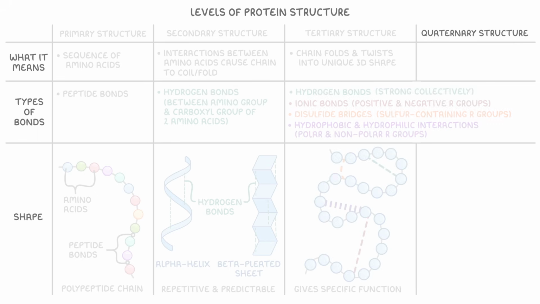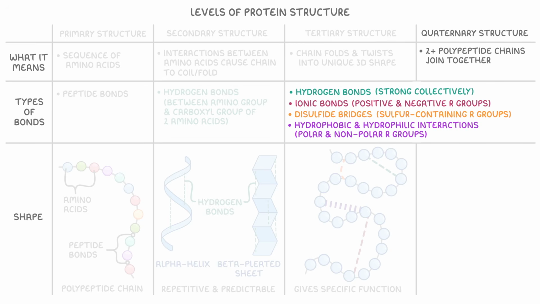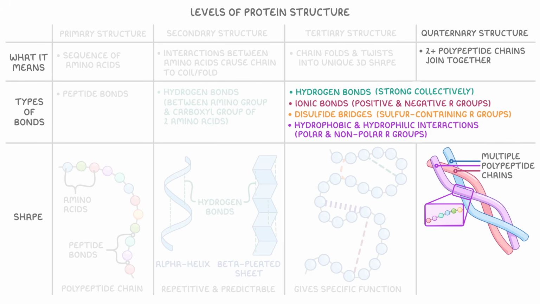Finally, we have the quaternary structure, where proteins become even more complex. And this level only occurs when two or more polypeptide chains join together. The quaternary structure involves similar bonds to those found in the tertiary structure, so hydrogen bonds, ionic bonds, disulfide bridges, and hydrophobic and hydrophilic interactions. But the important thing about the quaternary structure is that it always involves multiple polypeptide chains.